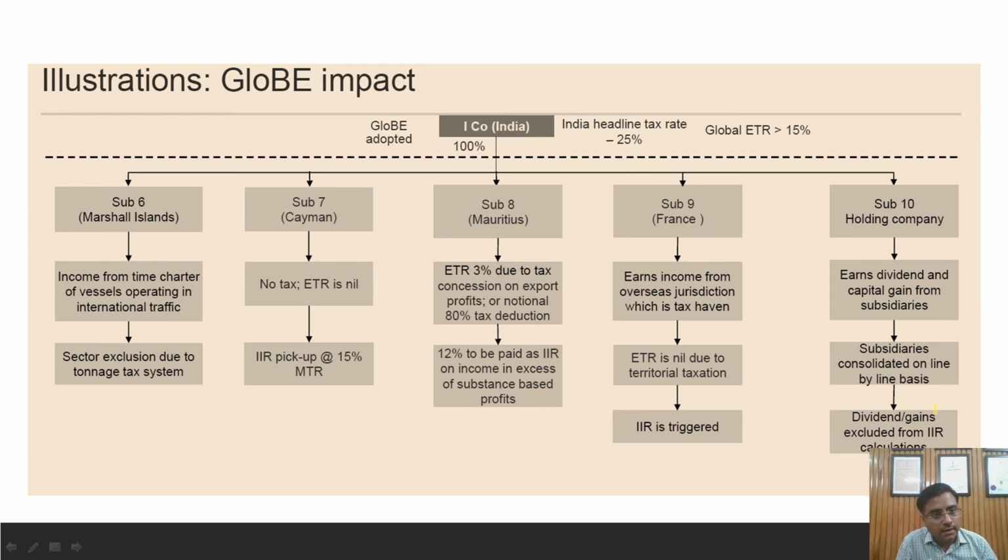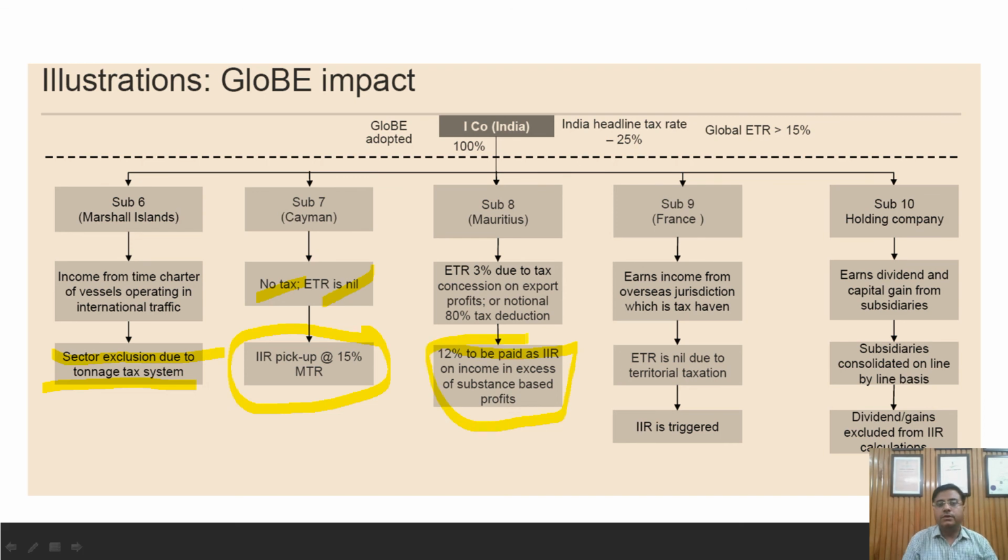So let us see the Marshall Islands case, in which you are running a charter of vessels operating through international traffic. This sector is excluded from the purview of the global rule because you are already under the tonnage tax system. In respect of the Cayman Islands, you are not paying anything, your ETR is nil, so you will pick up the 15% levy of IRR. In respect of Mauritius, 3% is your net tax rate and 12% is the IRR.